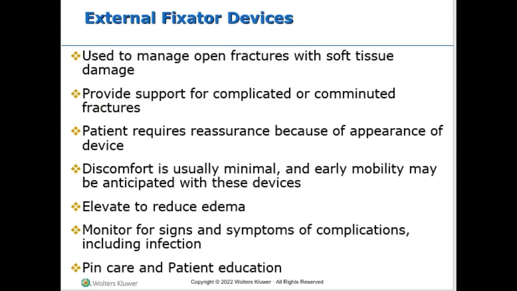Let's see what else. An external fixator is a stabilizing frame that we use to hold the broken bones in the proper position. With an external fixator, metal pins or screws are placed into the bone through small incisions into the skin and muscle. These are used for super complicated breaks typically. And the pins and screws are attached to a bar outside the skin. I'll show you a gnarly picture in a second here. They're used to manage open fractures with soft tissue damage, and they provide support for complicated or comminuted fractures, which is a bone that is broken in at least 2 places.